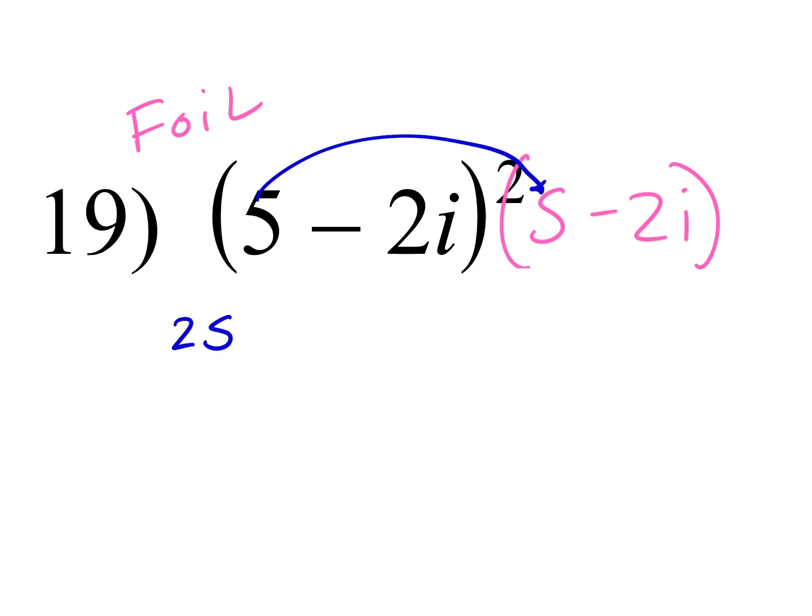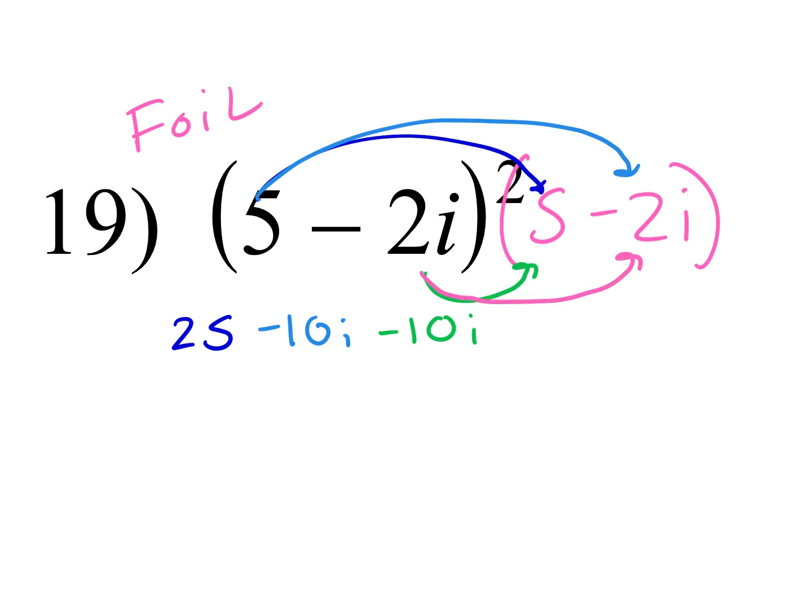What are the outsides? What's 5 times negative 2i? Negative 10i. What are the insides? What's negative 2i times 5? Negative 10i. And what are the last? What's negative 2i times negative 2i? Is it a positive 4i squared or negative, because we have a negative times a negative? Positive. And the i squared turns it into a negative 4.